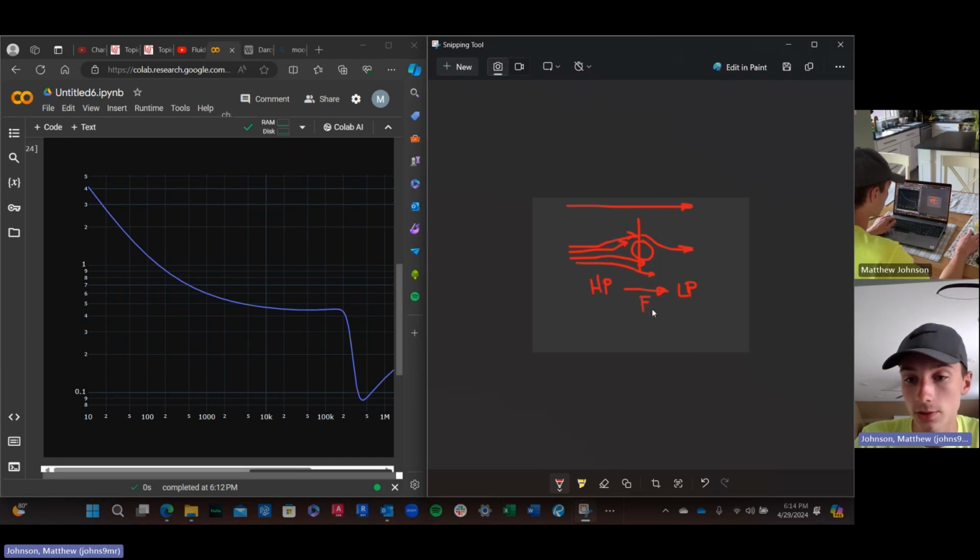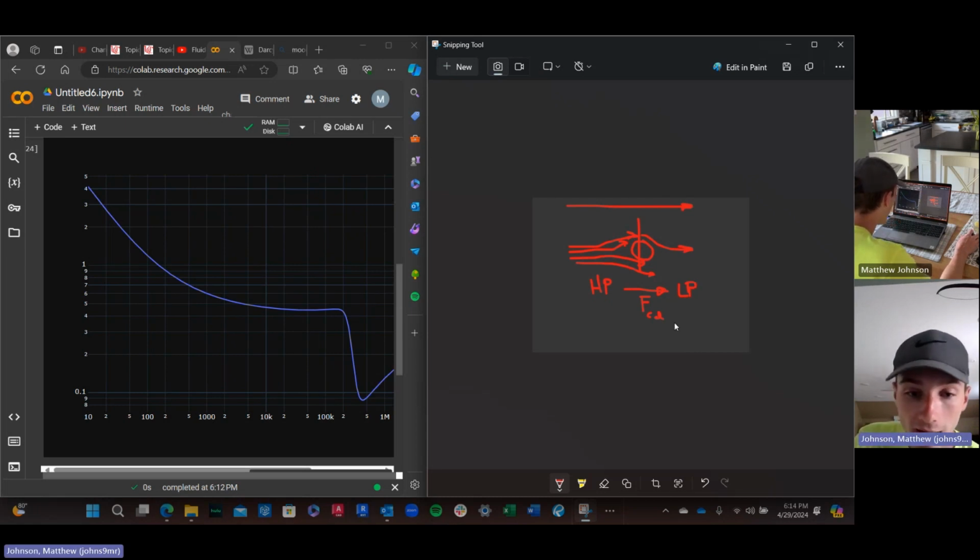And this is the drag force. We call this form drag. Okay? And that's effectively the most dominant form of drag on the surface. There's also skin drag, but it's pretty negligible compared to this form drag.